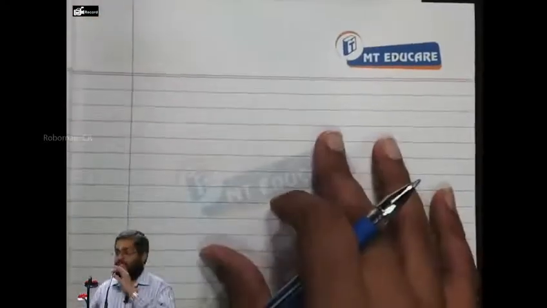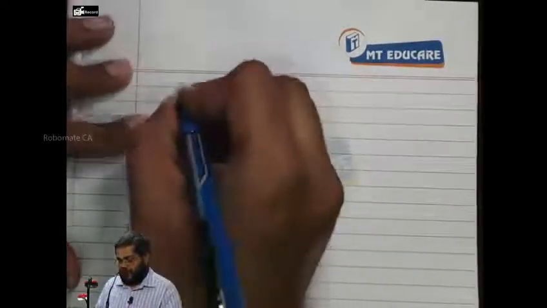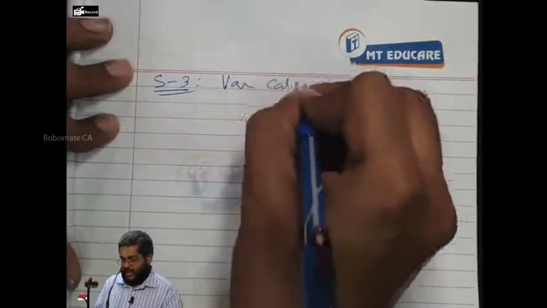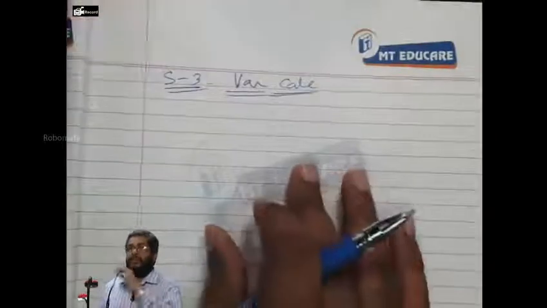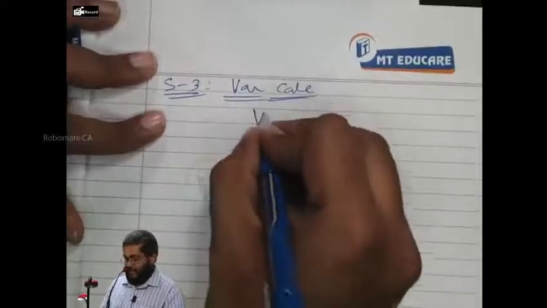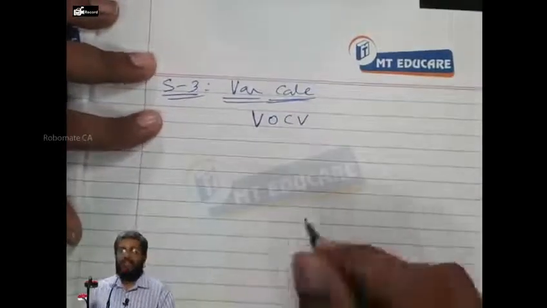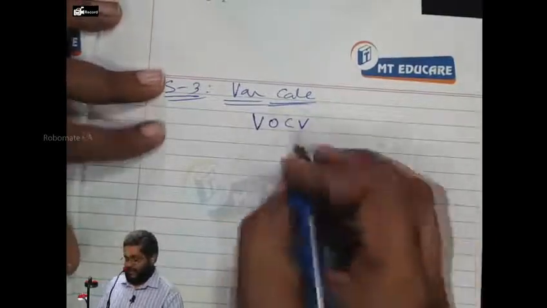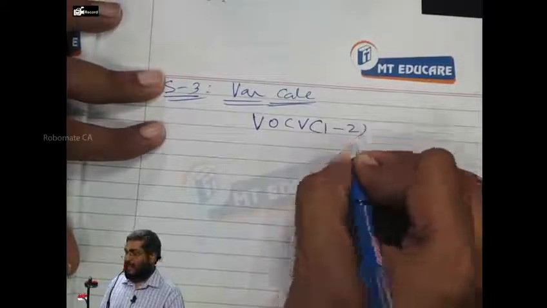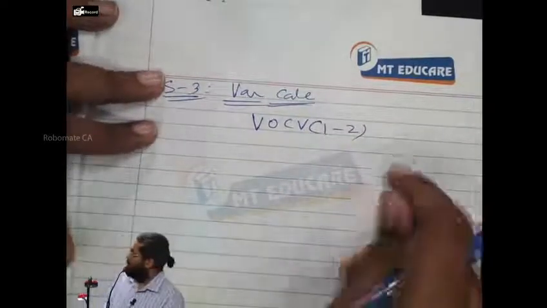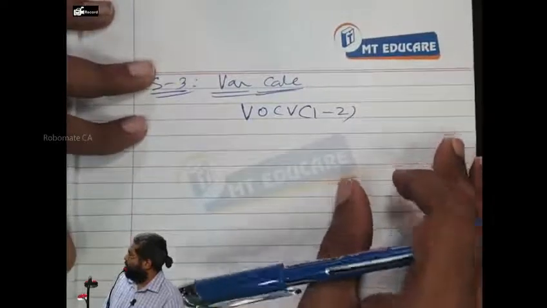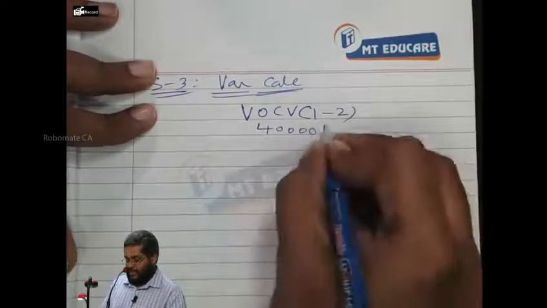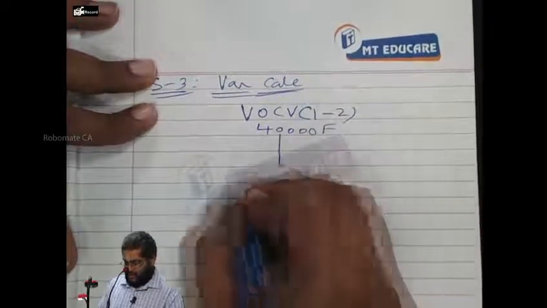Step 3, variance calculation. Now tell me, what is the first variance? Variable overhead cost variance. In the classroom I write the abbreviation, not in exams. The formula is 1 minus 2. Tell me what is 1 minus 2, the cost variance? 40,000 favorable. It branches into 2.